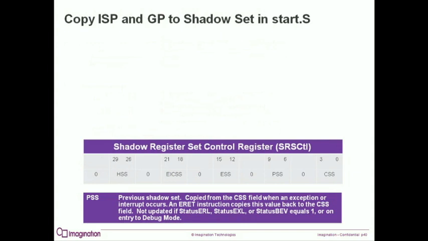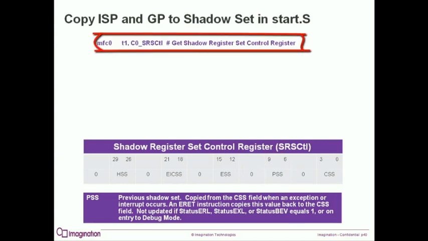Since I intend to use a shadow register set, I need to initialize that set with the interrupt stack and global pointers. I can do this with the use of the write to GPR in previous shadow register set instruction. Before I can use the WRP GPR instruction, I must set the previous shadow register set field in the shadow register set control register with the number of the shadow register set I want to write to.